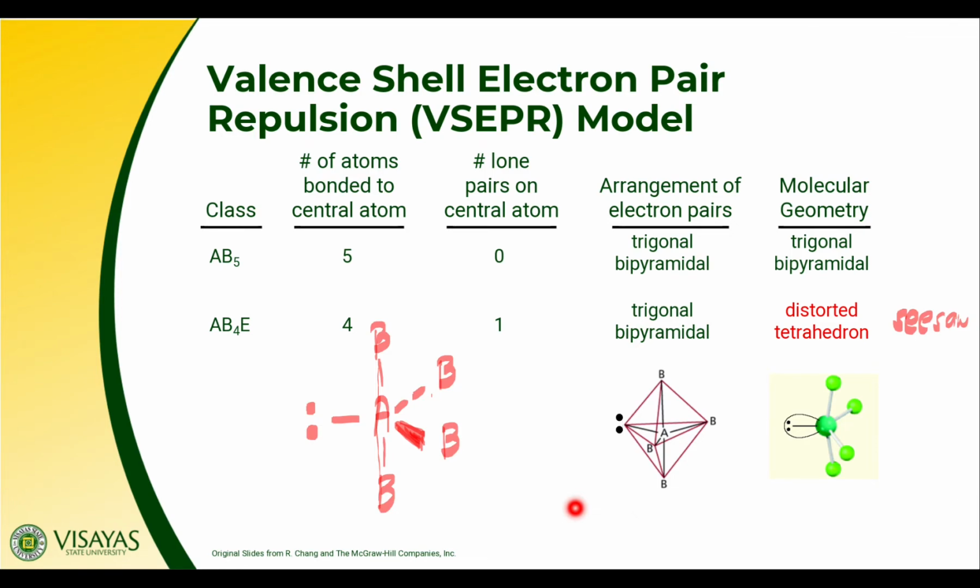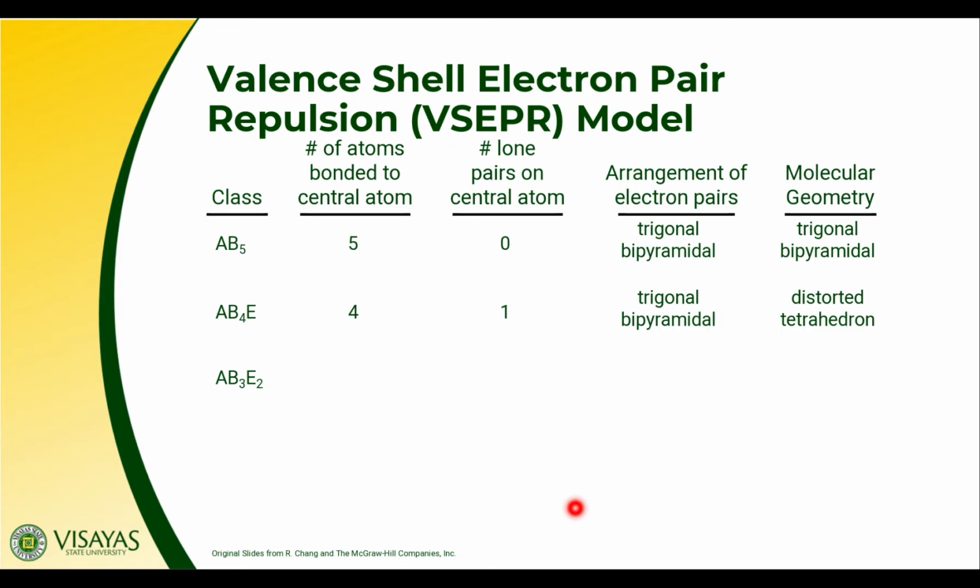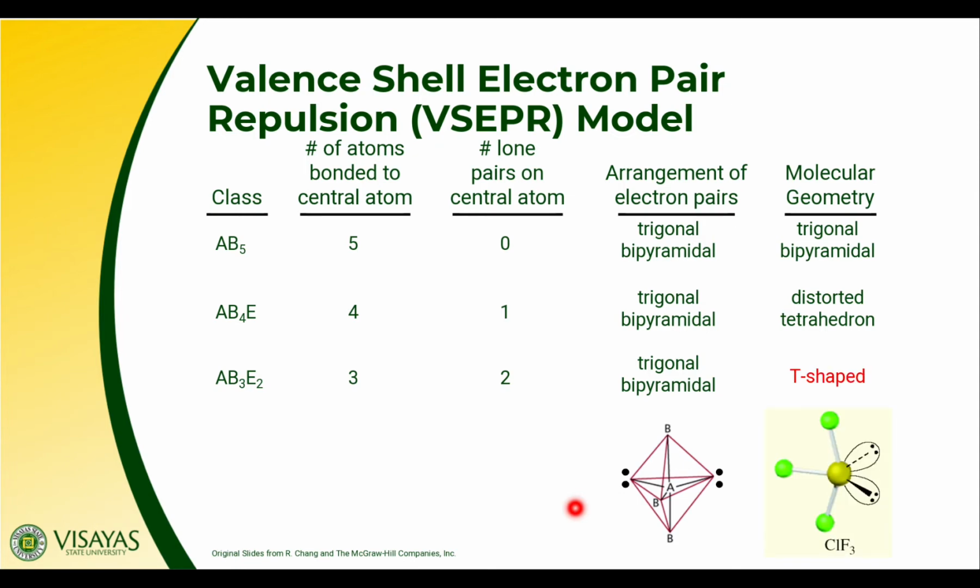Okay, next, AB3E2 means we have 3 atoms bonded to the central atom and 2 lone pairs on the central atom. So the arrangement of the electron pairs is still trigonal bipyramidal, and after taking into account the repulsion of the electron pairs, we now have a T-shaped geometry. So how do we draw T-shape?